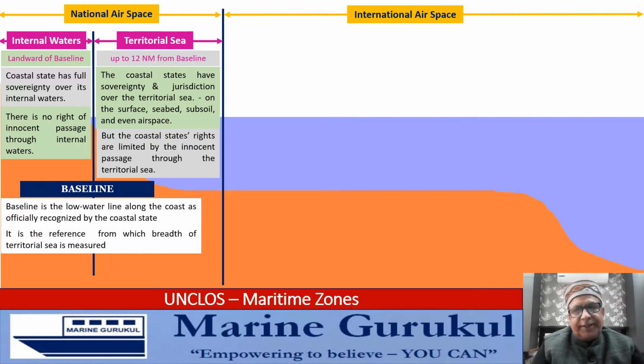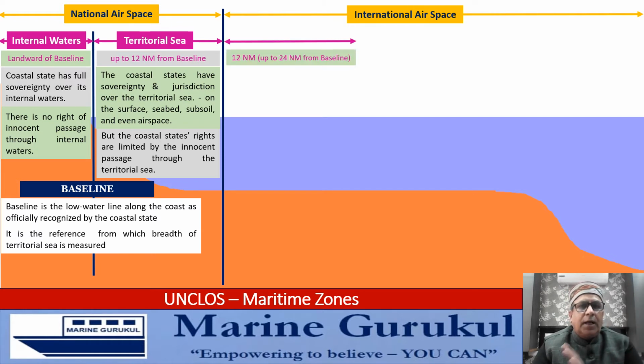A coastal state may establish, not necessarily, may establish a zone called the contiguous zone, starting from the limits of the territorial sea, extending up to a distance of not more than 24 nautical miles from the baseline. So the outer limit of the contiguous zone would also again be measured from the baseline itself.